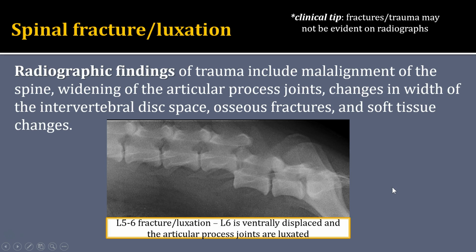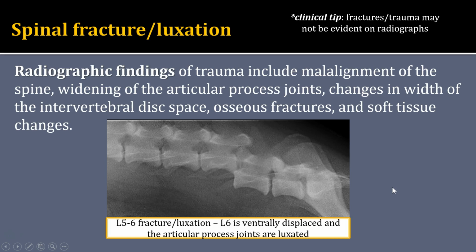Radiographic findings of trauma can include malalignment of the spine, widening of the articular process joints, changes in width of the intervertebral disc space, which may be collapse and narrowing, but may also be widening or distraction, certainly osseous fractures, and then also we need to look for regional soft tissue changes, so paraspinal changes, but also into the abdomen and the thorax.